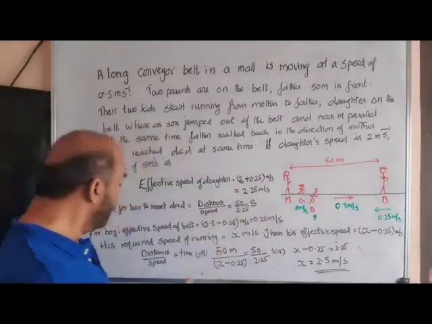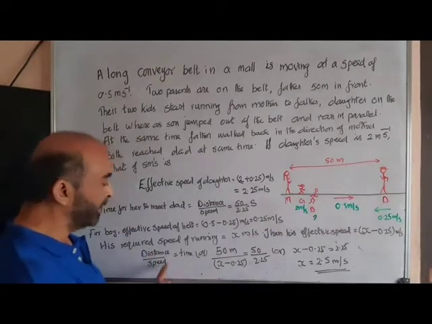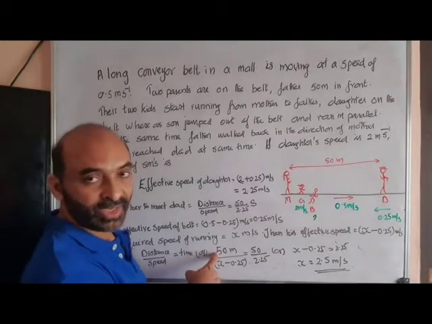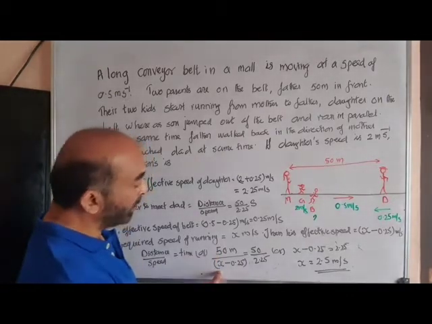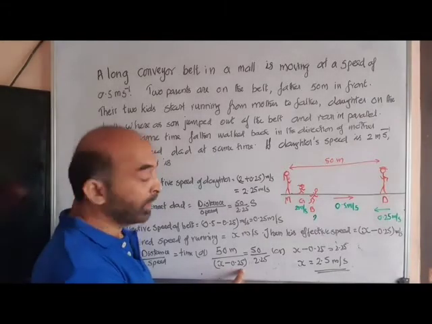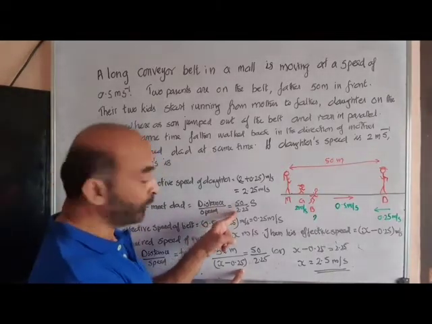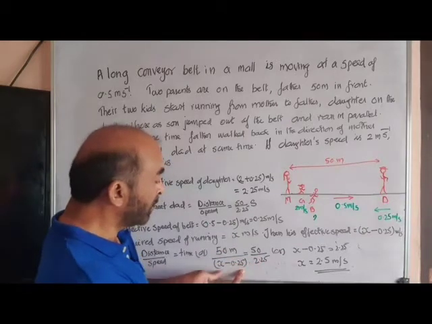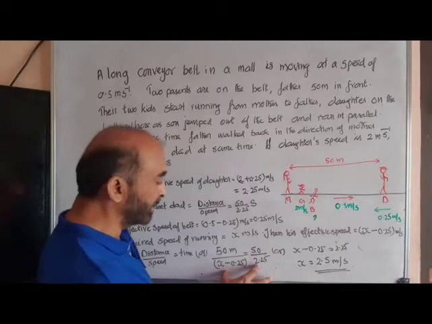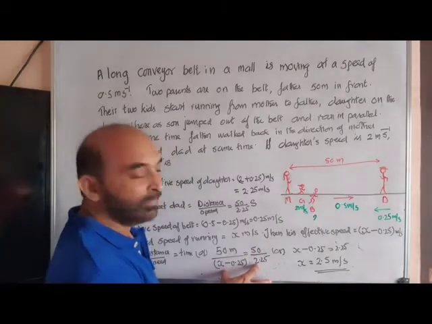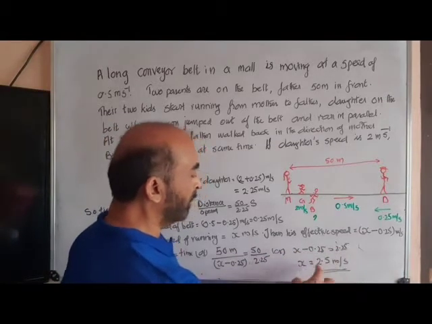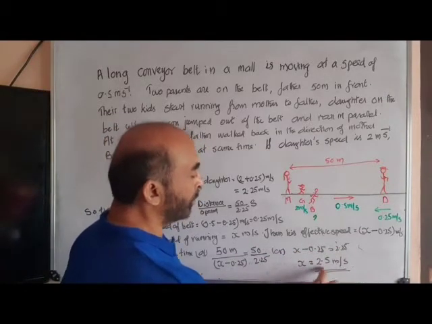So now again use the equation distance by speed is equal to time. What is the distance to be covered? Still it remains to be 50. What is the required effective speed? x minus 0.25. Time, same as that of the girl, 50 by 2.25. See, the numerators are the same, so the denominators are numerically the same. x minus 0.25 is equal to 2.25, or x is equal to 2.5 meter per second.